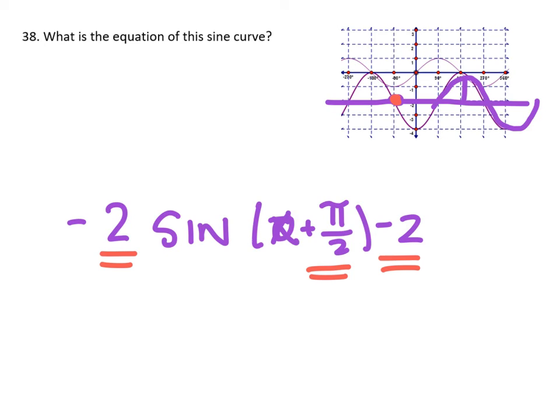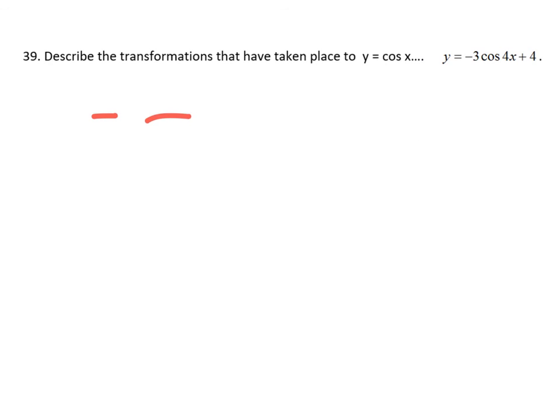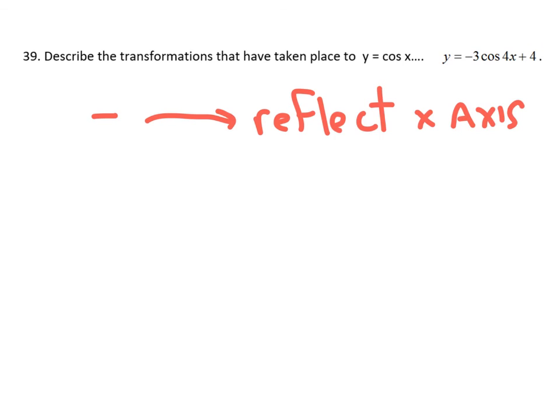Now you might say, why is that negative? Notice that the sine curve where it got moved to doesn't start on its way up, it starts on its way down. Sine curves are supposed to start on the way up from that key first point. So the negative has been applied to go down first. So the negative tells us there's been a reflection over the x-axis.